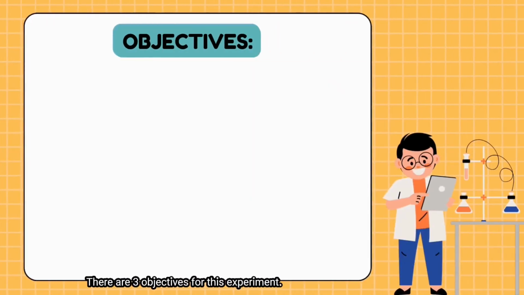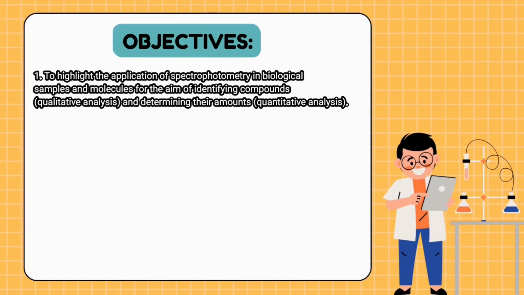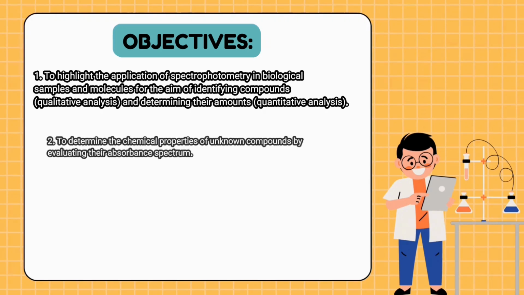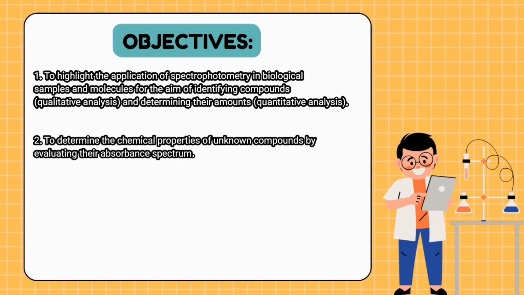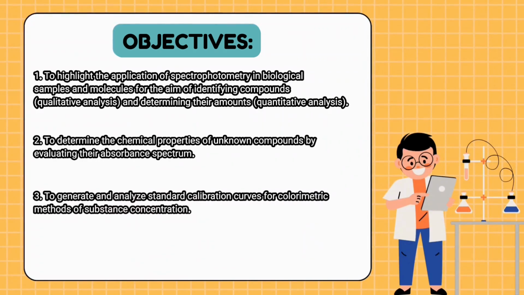There are three objectives for this experiment. Firstly, to highlight the application of spectrophotometry in biological samples and molecules for the aim of identifying compounds for qualitative analysis and determining their amounts for quantitative analysis. Secondly, to determine the chemical properties of unknown compounds by evaluating their absorbance spectrum. Last but not least, to generate and analyze standard calibration curves for colorimetric methods of substance concentration.